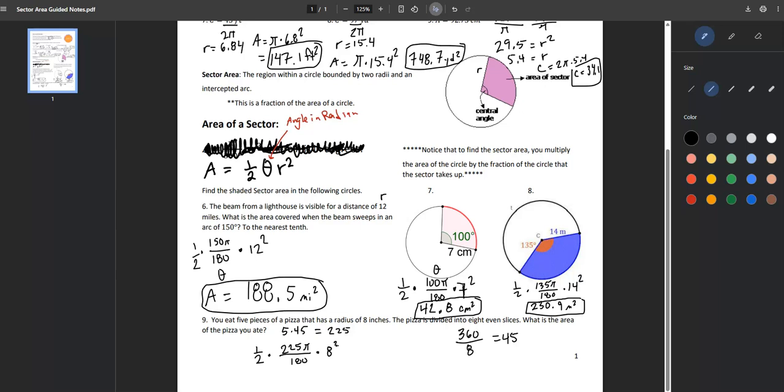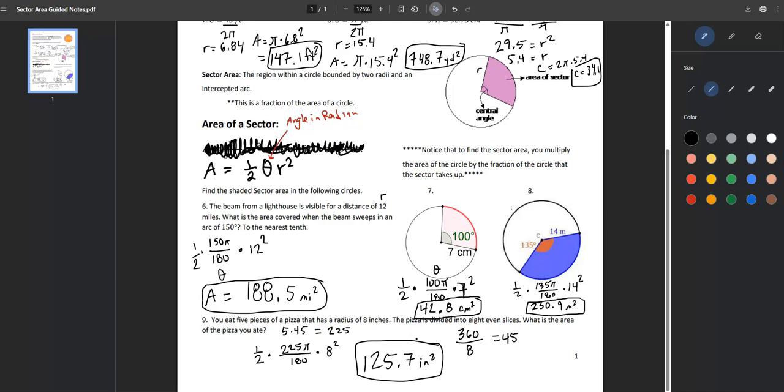Let's see. Times 8 squared. So this one gives me 125.7 if you round, and that's inches squared of pizza that you ate.